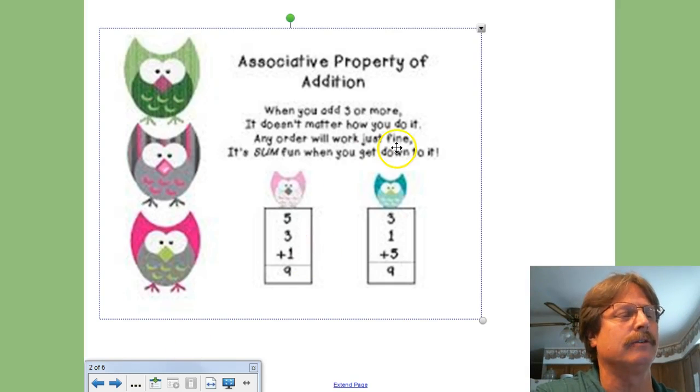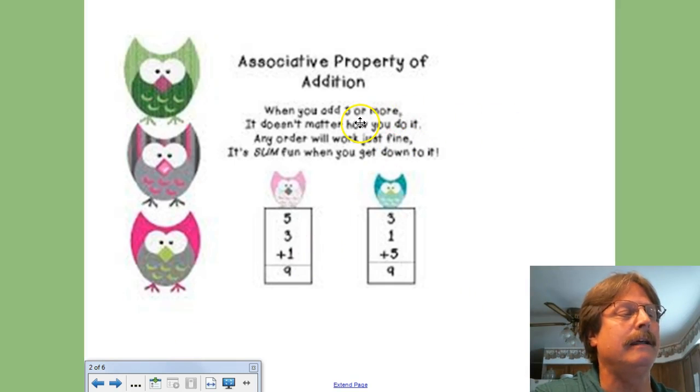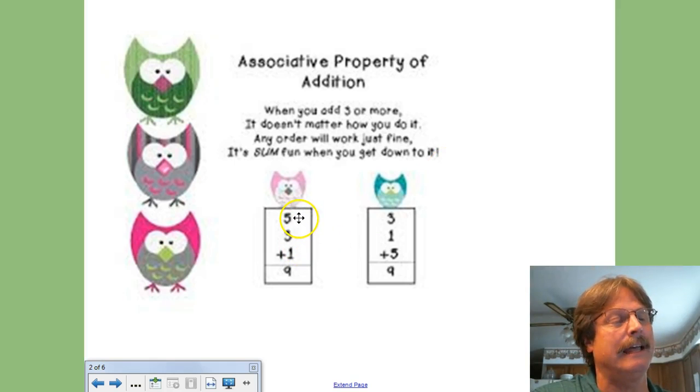So here's a catchy little saying. It says, when you add 3 or more, it doesn't matter how you do it. Any order will work just fine. It's some fun when you get down to it. So if you take a look here, they do the order of 5 plus 3 plus 1 equals 9. And then they switch it around, 3 plus 1 plus 5 still equals 9.